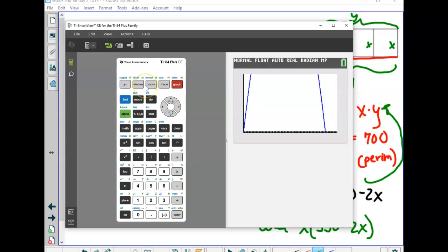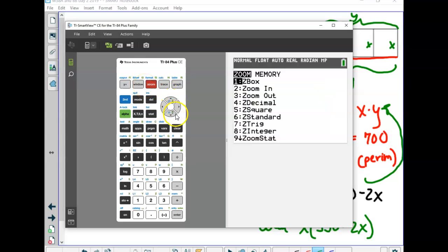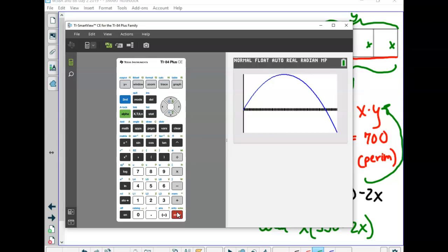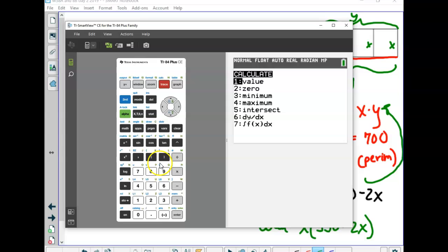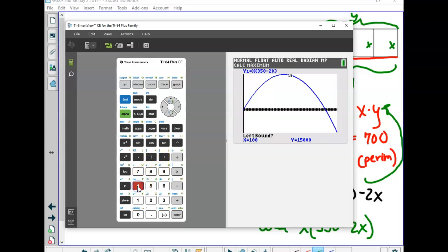Now, if you're not sure about finding the top, you can keep guessing, but now would be one of the few times that I would ever recommend you could try a zoom fit. Because it will find the top. Now, do we really need this negative business down here? No, but it did find the top for me. Okay. I want to find the maximum, which is choice 4.